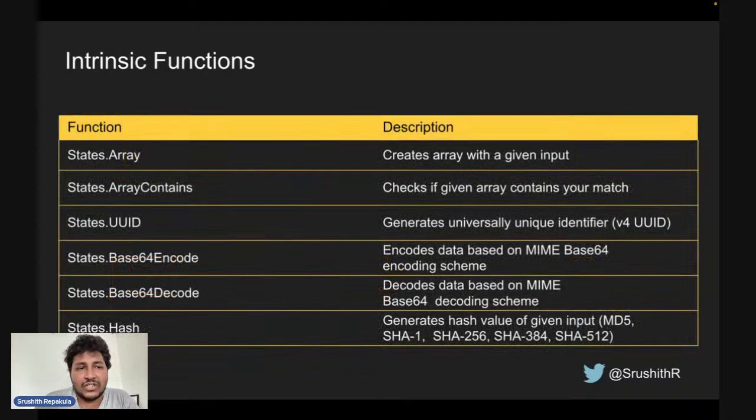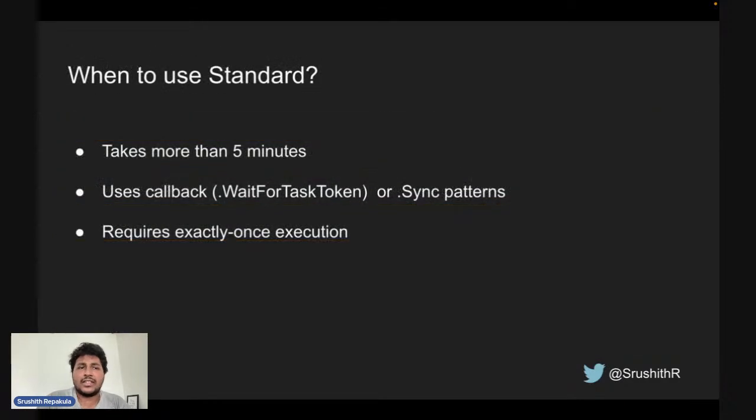A few of them I've just mentioned here. States.Array creates an array with a given input. UUID, this is the one I talked about, the universally unique identifier. If you want to create an order ID, user ID, all those things, you can simply leverage the intrinsic function itself, instead of having to go ahead and create a Lambda function just for this. And there are a few more.